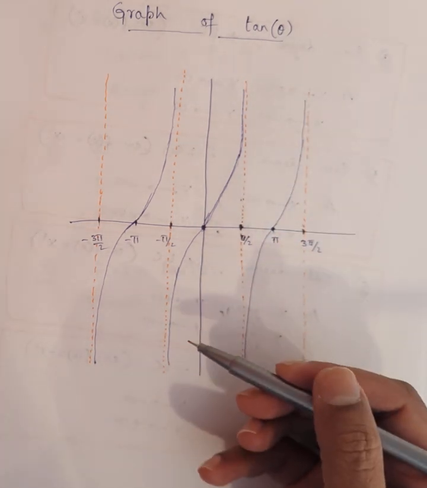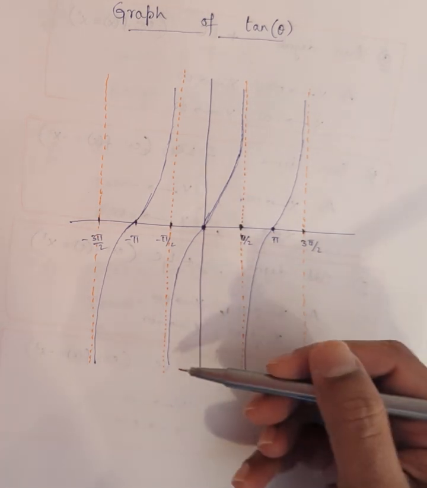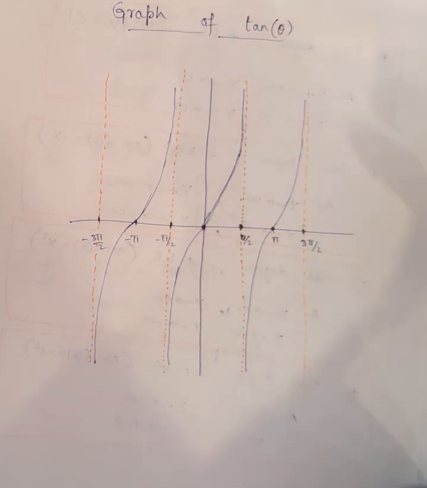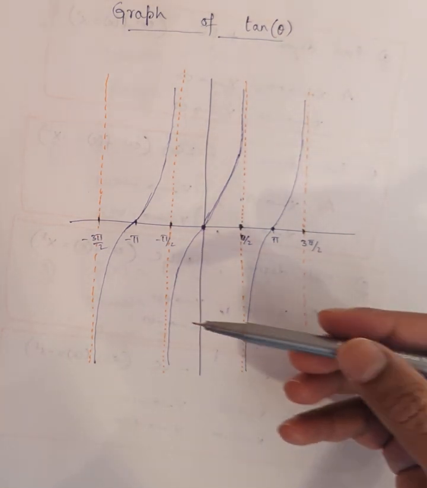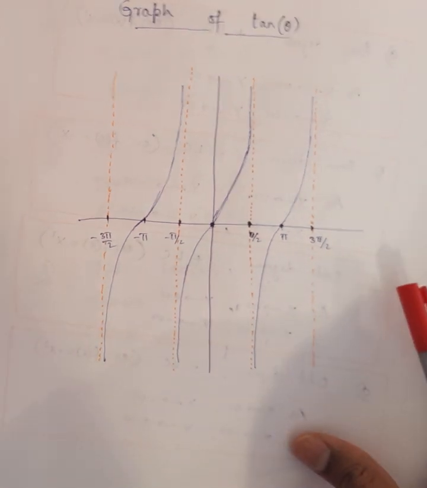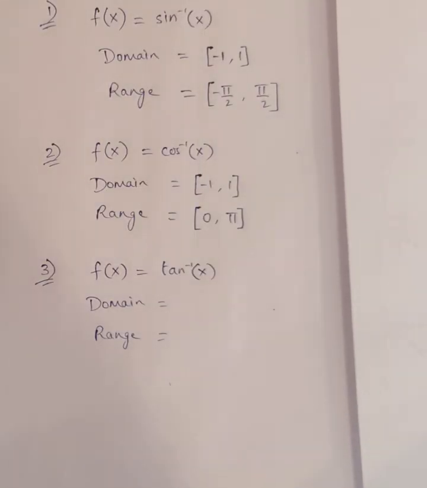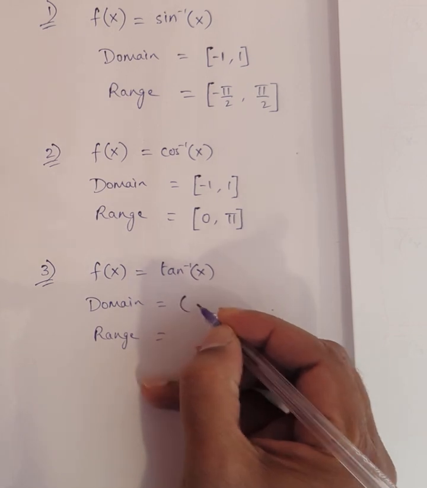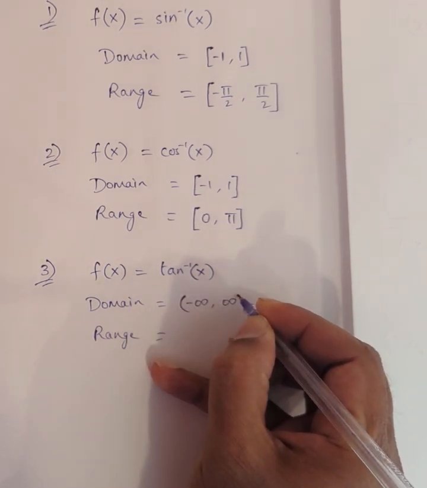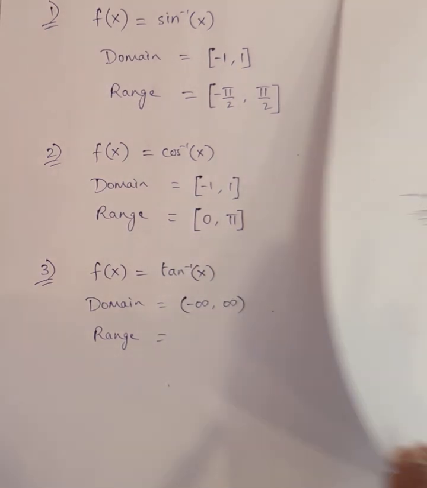So the restricted domain, or actually let's focus on the range first. The range of this tan function is going to be everything, negative infinity to infinity. That forms the domain for tan inverse. So let's write down here, the domain of tan inverse is negative infinity to infinity.